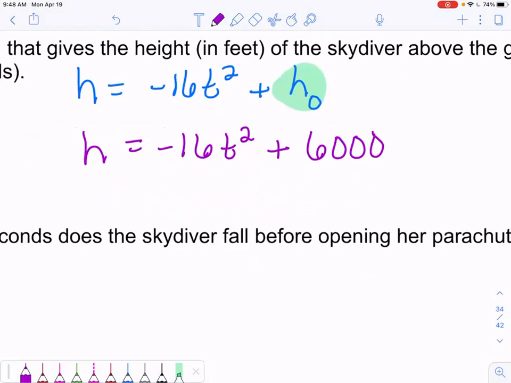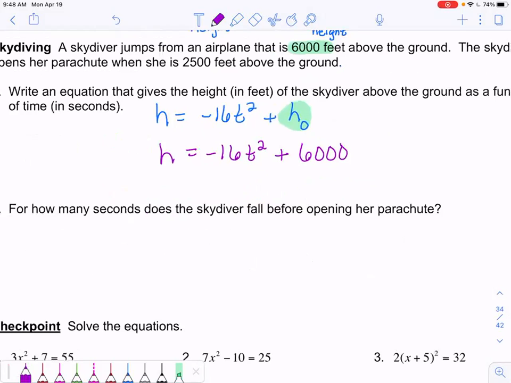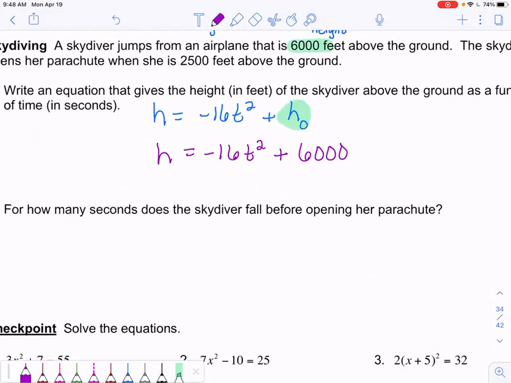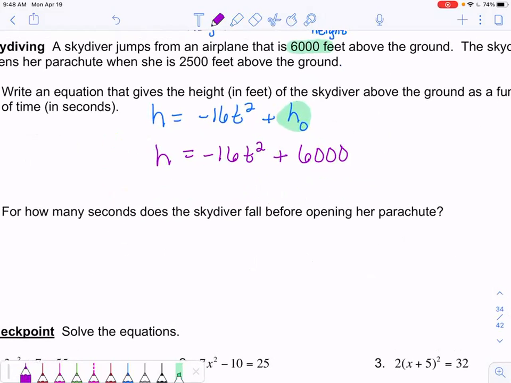So in our equation, the only thing we replaced was that h sub 0. So I have negative 16t squared plus 6,000, because that's our initial height. This is an equation that gives the height of the skydiver above the ground as a function of time. I know that sounds weird and confusing, but that just means I'm solving for height and I have time in my equation.